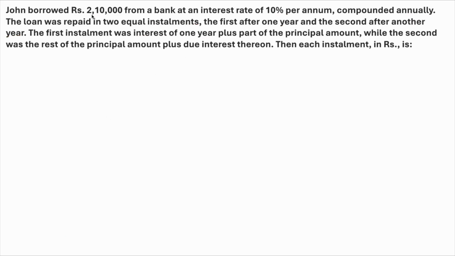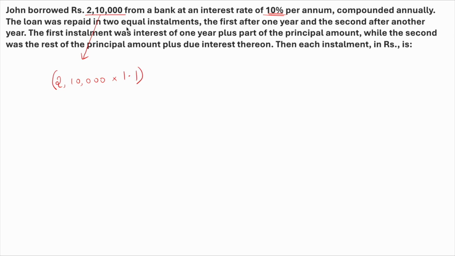So John is borrowing rupees 2,10,000 and the interest rate is 10% per annum. That means in 1 year the value will grow by 10%. So let us say the principal is 2,10,000 rupees and this principal grows by 10% every year. So at the end of 1 year, this value will be 2,10,000 multiplied by 1.1. Whenever any value is increasing by 10%, it gets multiplied by 1.1, right?